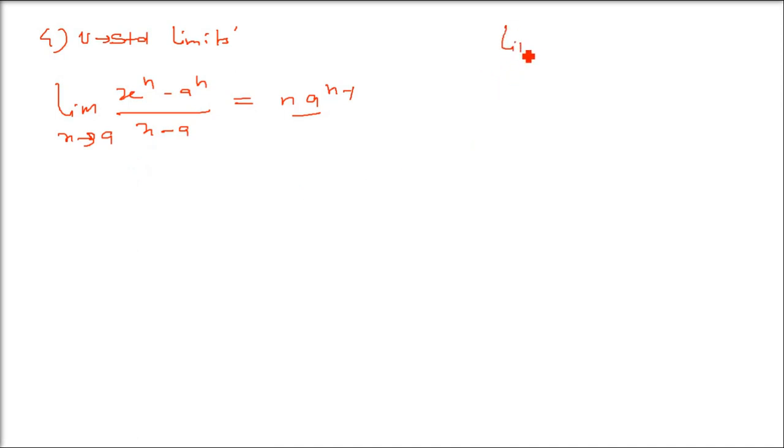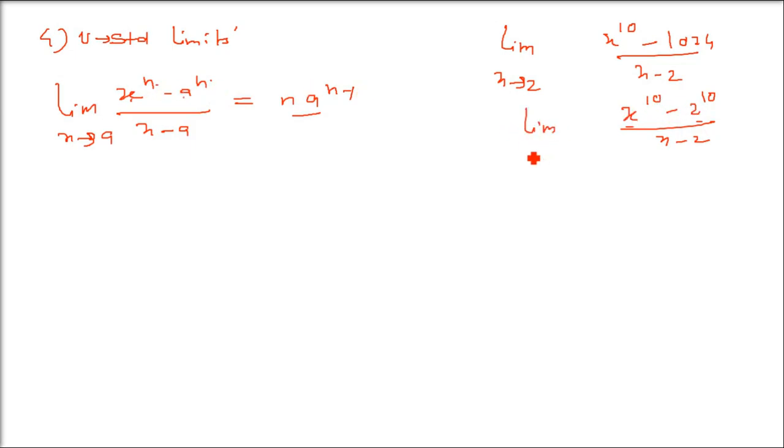Let me take an example so that we understand better. This is limit x tends to 2, x to the power 10 minus 1024 by x minus 2. Now if you see here, this is 1024. 1024 is 2 to the power 10. So this is x to the power 10 minus 2 to the power 10 by x minus 2. So this is of this form. X is x here, a is 2 here, and n is 10 here.